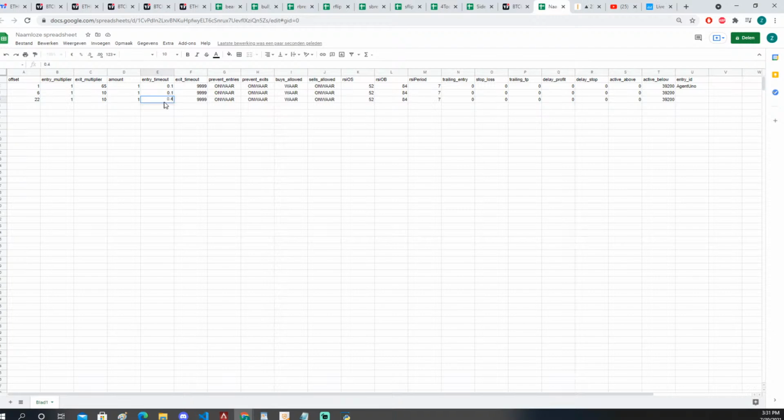So I'll set my entry timeout to 0.4 minutes. And my exit timeout basically means how many minutes I want to give this agent, or this trader, in order to reach the exit target. The exit target was the offset times the exit multiplier, so $65 for this first agent. So how many minutes does this agent have to get this target of $65 reached?